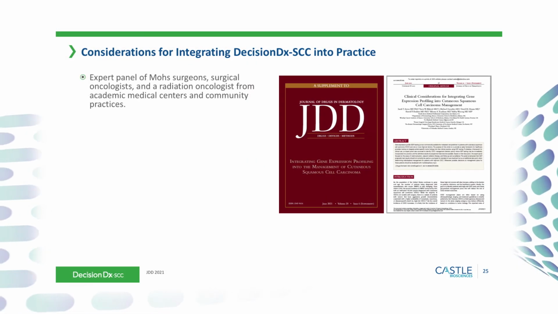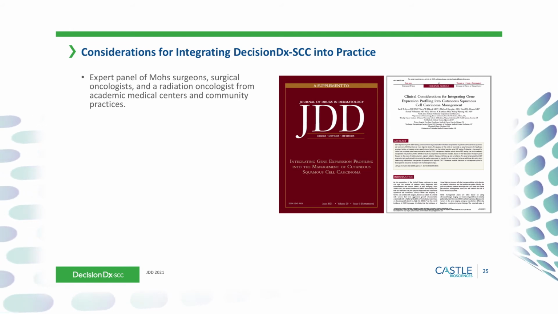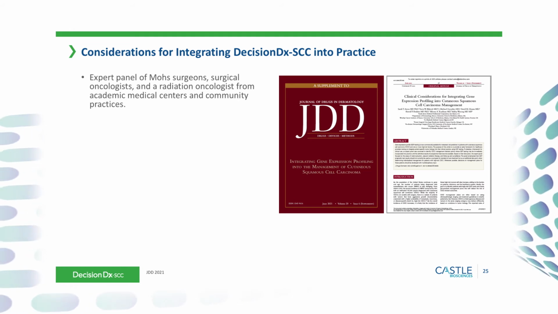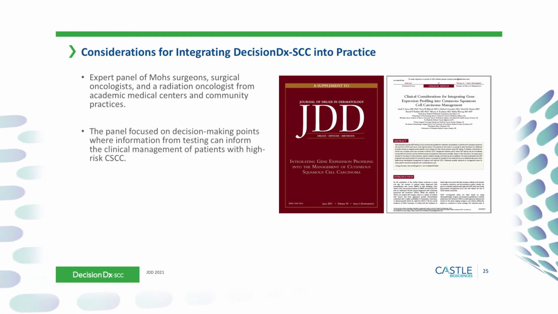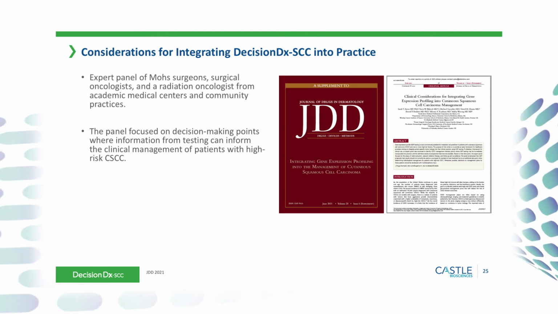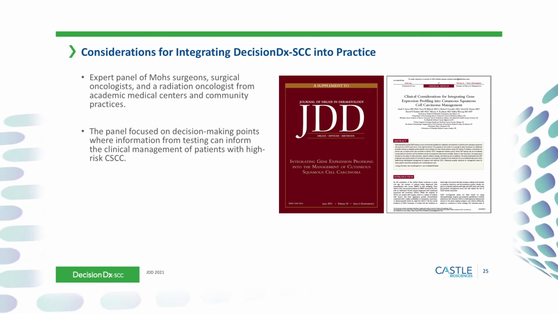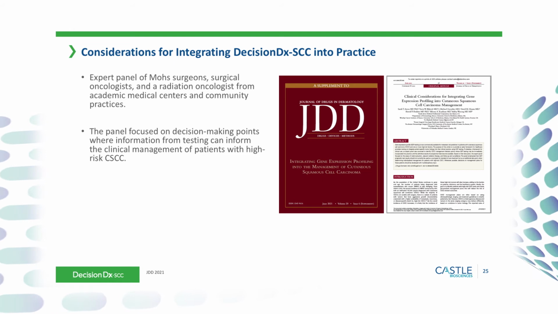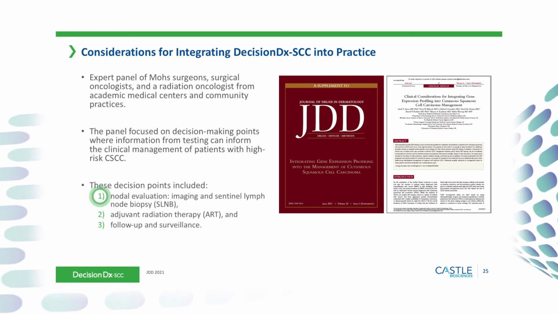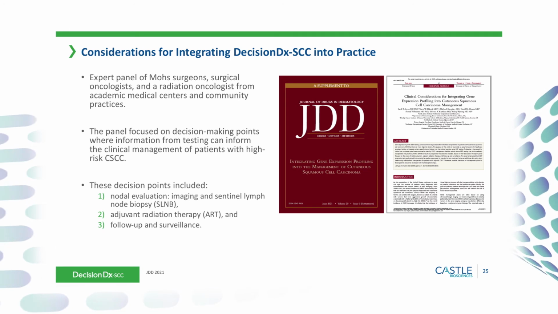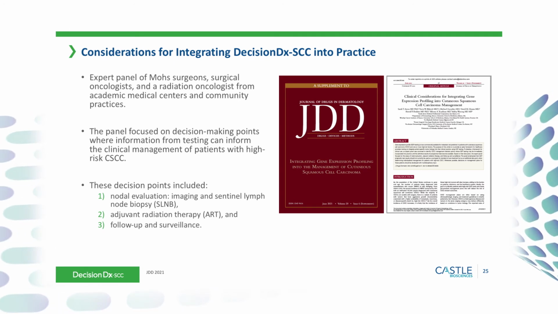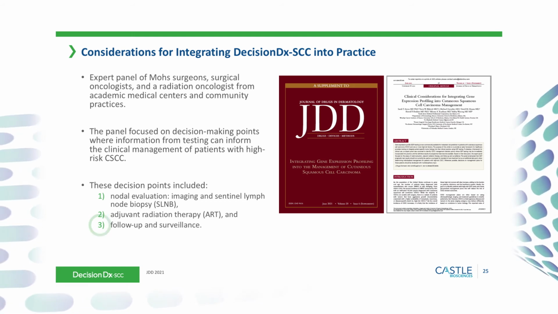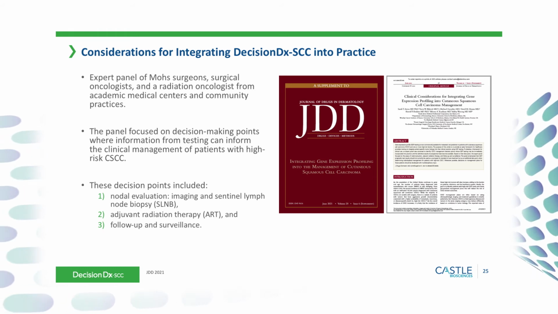So it turns out that a panel of Mohs surgeons, surgical oncologists, radiation oncologists from a few different types of centers really met and started to talk about what decision-making points should be used to help inform clinically oriented decisions for patient care, incorporating the results of this testing. And they basically looked at 3 separate decision points. One was how to look at the nodal stations, nodal evaluations. 2 was to look at the role of adjuvant radiation therapy. And then 3 was how do you incorporate this into follow-up and surveillance.